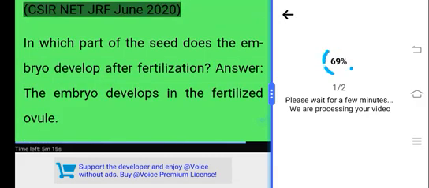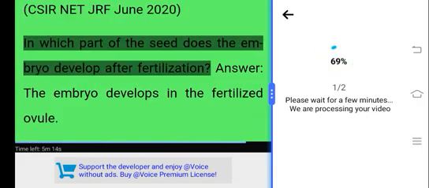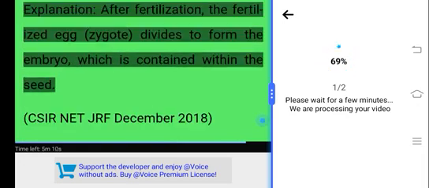CSIR NET JRF June 2020. In which part of the seed does the embryo develop after fertilization? Answer. The embryo develops in the fertilized ovule. Explanation. After fertilization, the fertilized egg (zygote) divides to form the embryo, which is contained within the seed.